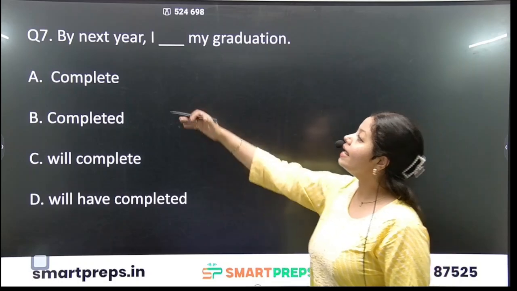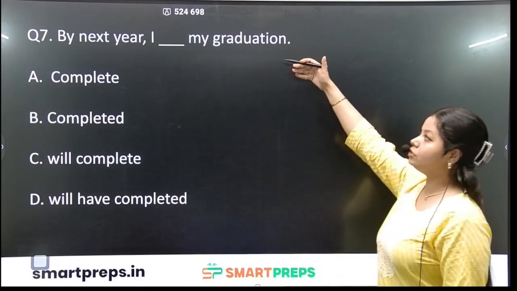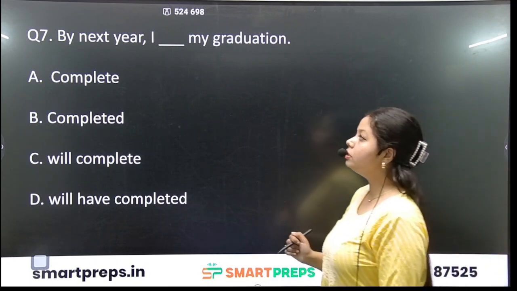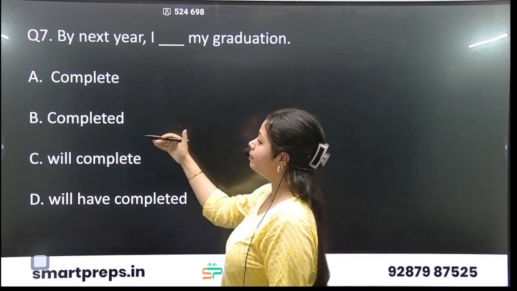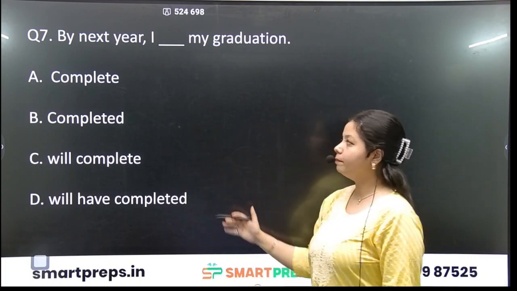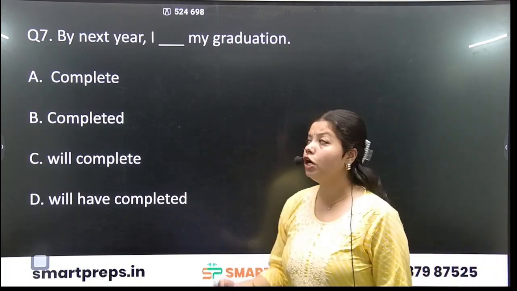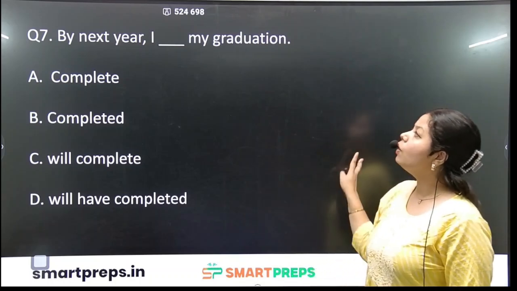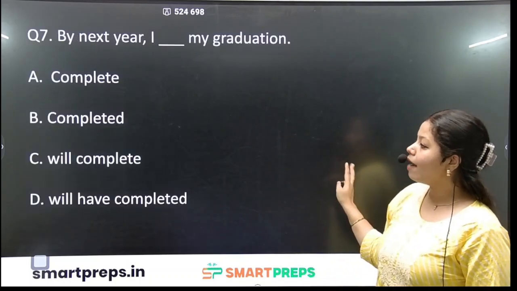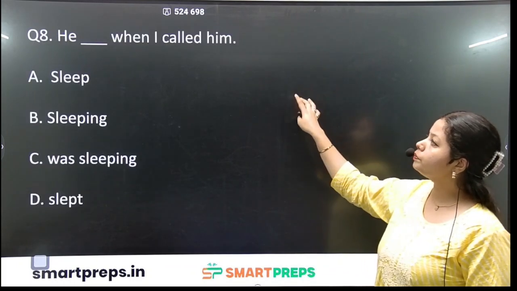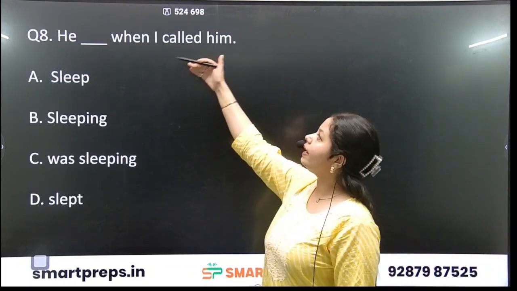Alright. By next year, I dash my graduation. By next year, complete, completed, will have completed. So by next year, it means I'm talking about the future. So what? By next year, I will complete. I will have completed my graduation. Yes or no?